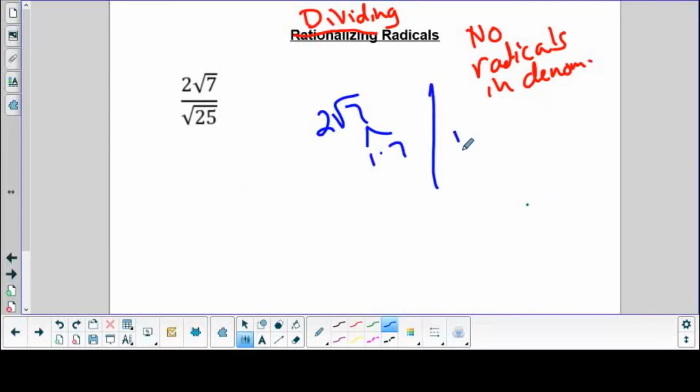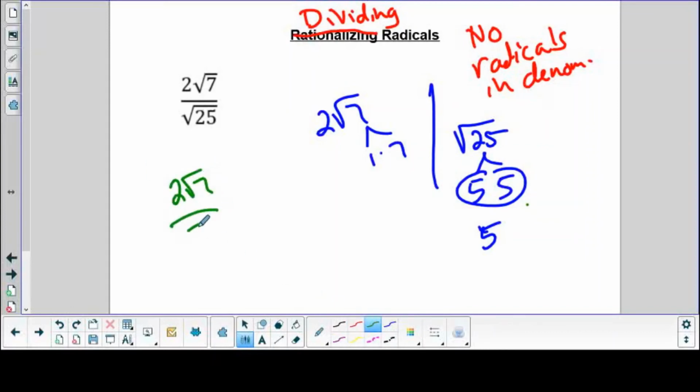Can we simplify the square root of 25? Well, 25 is 5 times 5. Notice that's a pair of 5s right there, so our answer here is just 5. The square root of 25 is 5. You probably noticed right away that that was a perfect square, and that's fine, so you wouldn't have needed to show this. So this is going to simplify as 2 square root of 7 over 5.